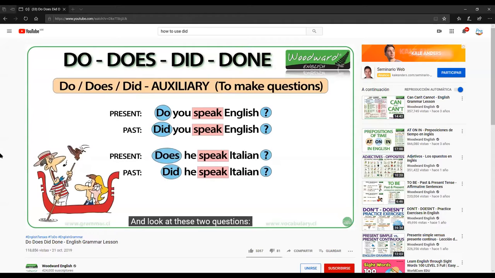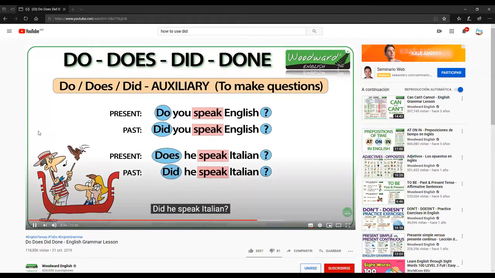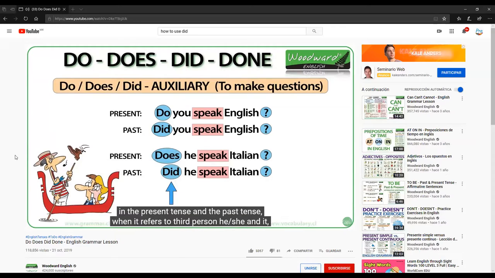And look at these two questions. Does he speak Italian? Did he speak Italian? The only difference between a question in the present tense and the past tense, when it refers to third person, he, she, and it, is the first part, does or did.